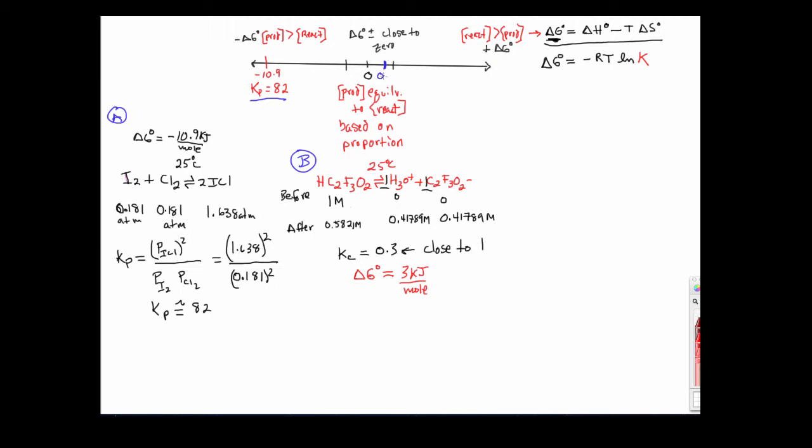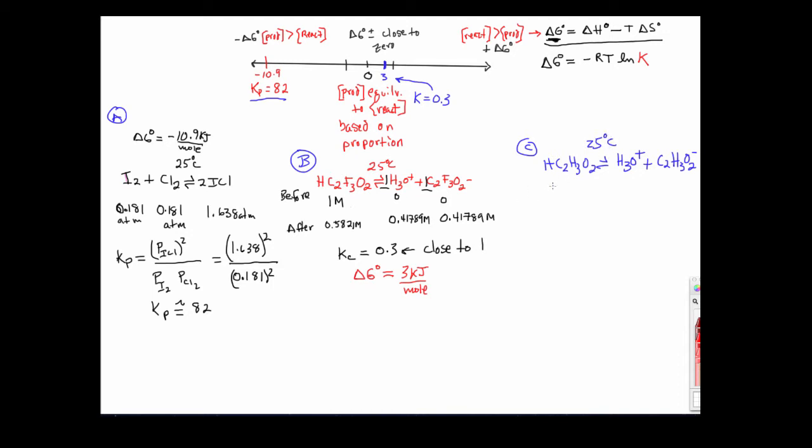We're at 3 kilojoules for this one. 3 kilojoules. And the K value is 0.3 for this. Okay, now the third example is another acid reaction, HC2H3O2. It's going to produce H3O plus and this anion C2H3O2 minus. It's also at 25 degrees centigrade.